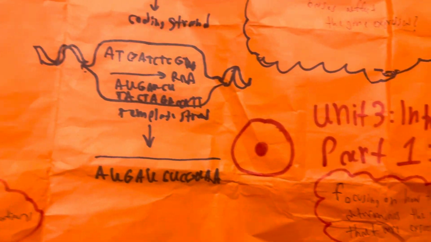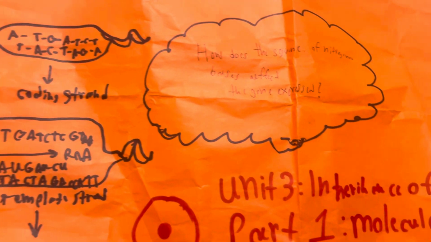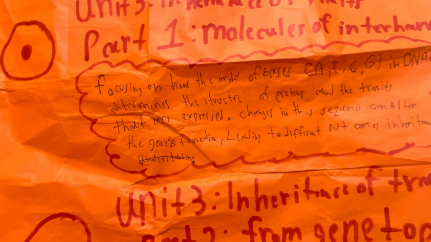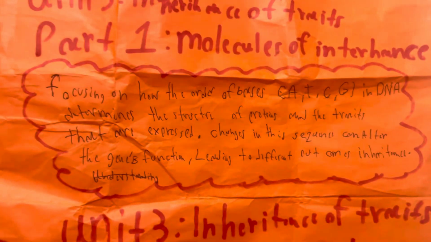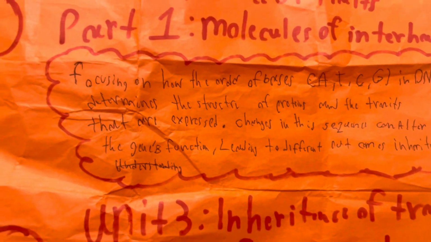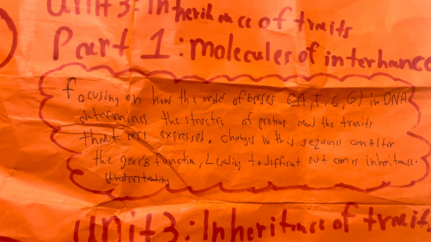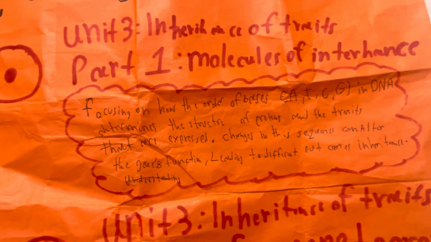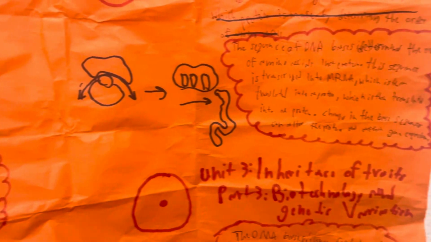For my second guiding question, how does the sequence of nitrogen bases affect the gene expressed? So for part 1, molecules of inheritance, focusing on how the order of bases like A, T, C, G in DNA determines the structural proteins and the traits that are expressed. Changes in the sequence can alter the gene's function, leading to different outcomes in inheritance. This is a little drawing I made for it.